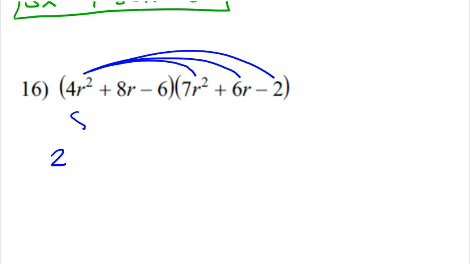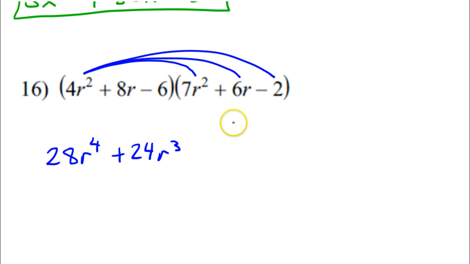Messed up a bit there. 28r to the 4th power. R squared times r squared is r to the 4th power. Now 4r squared times 6r is going to be 24r to the 3rd power. And 4r squared times negative 2 is going to be negative 8r squared.